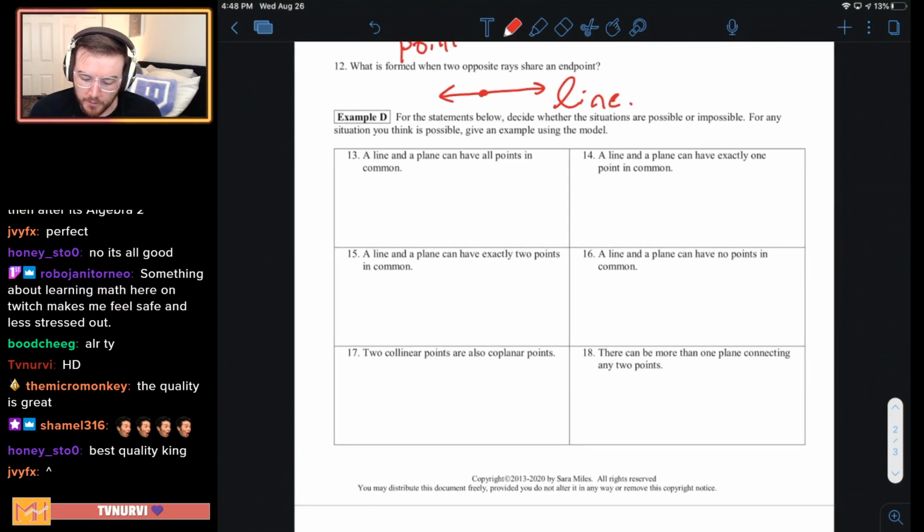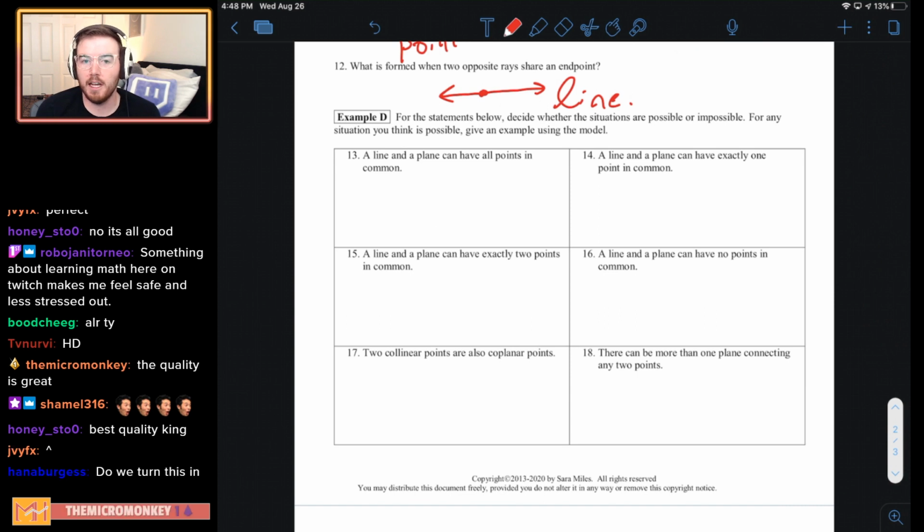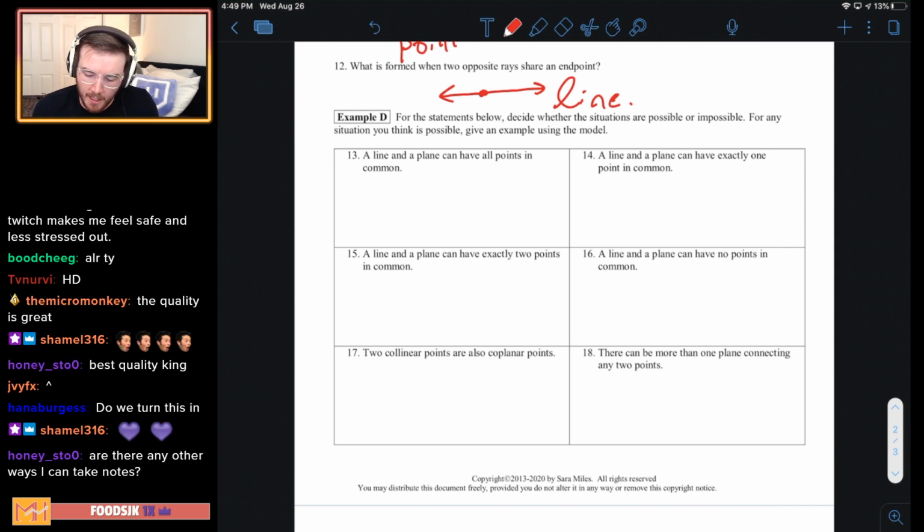For the statements below, so last few things here, this is the very last page. If you're following along with your own notes, you're great. If you're just watching, try to take notes next time. It might be easy this first lesson, but trust me, you're going to want to take some notes at some point. For the statements below, decide whether the situations are possible or impossible. For any situation you think is possible, give an example.